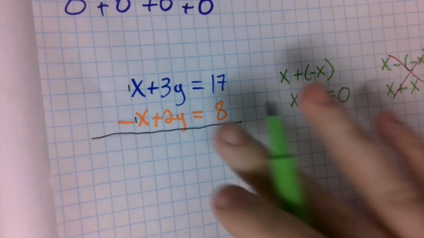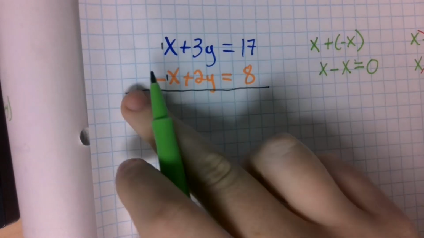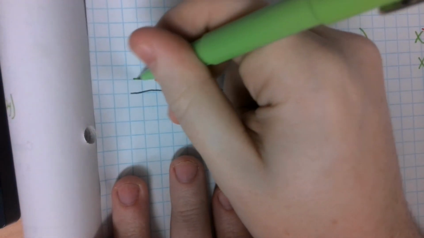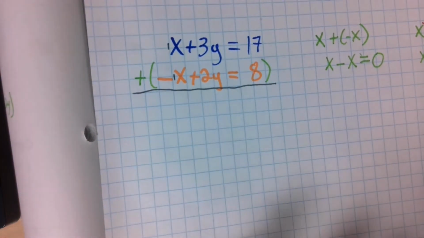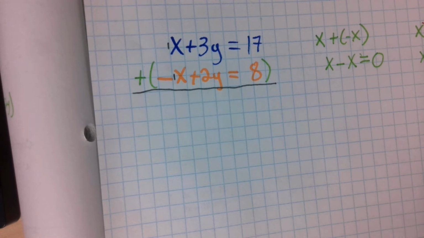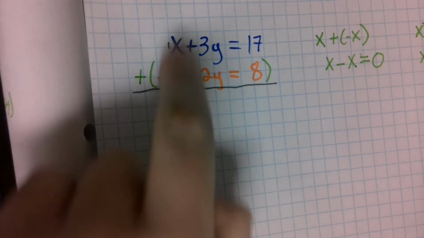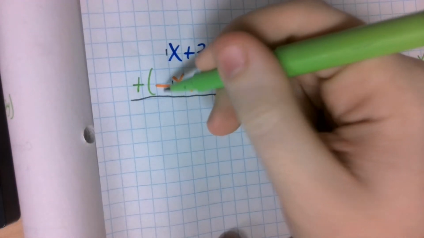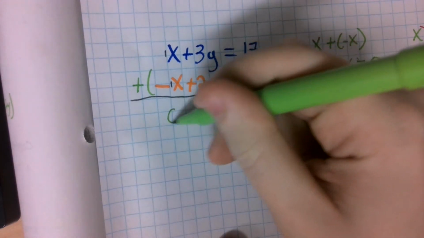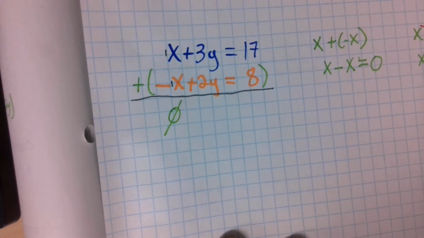All right. Beyond this, we know we're going to add here, and we're adding the entire bottom to the entire top. So we use parentheses just to say, hey, reminder to future me, this is the operation that we're doing with each piece. So x plus negative x, we already did over here, is 0. That's our elimination.